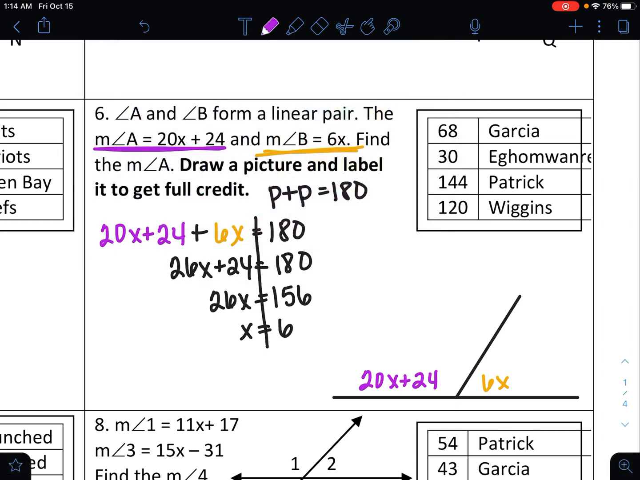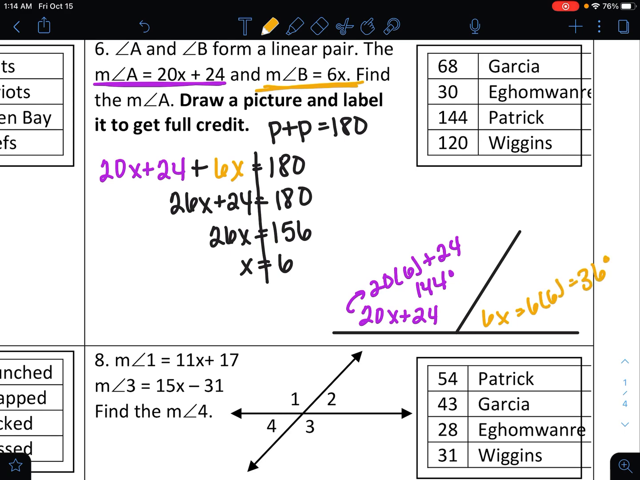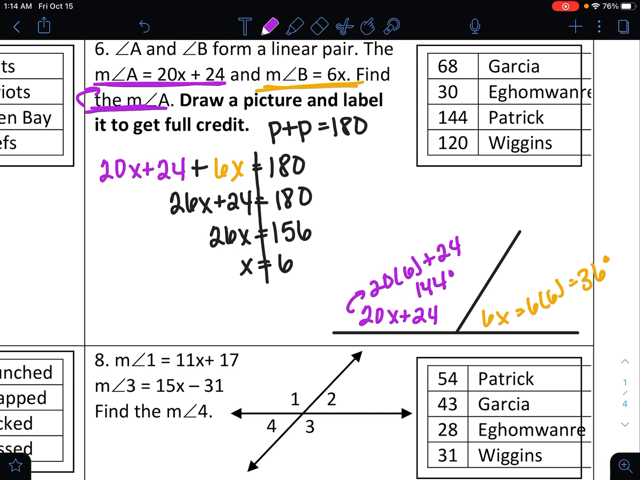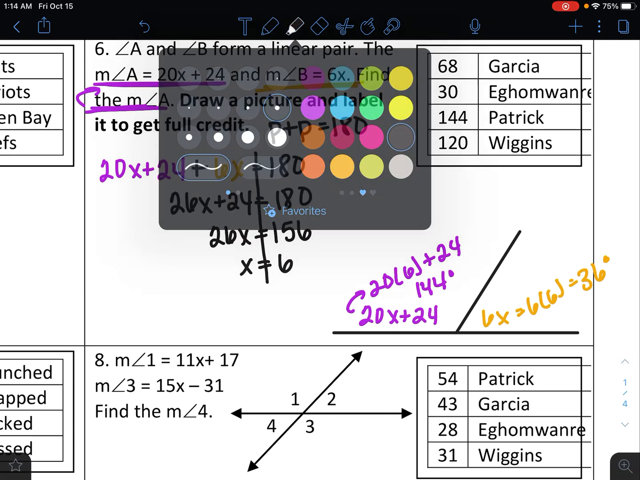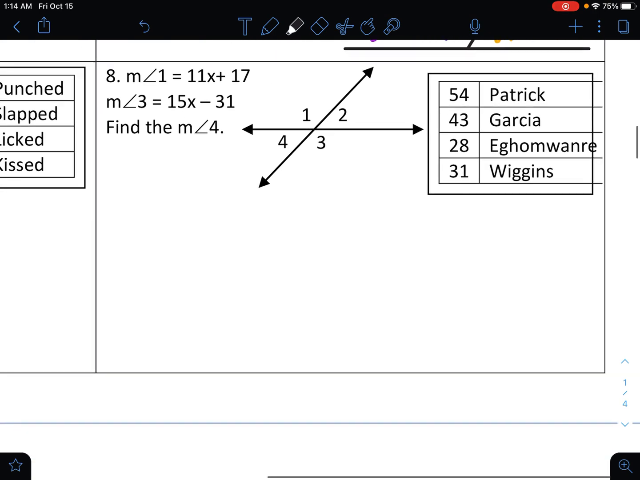Plug it back in. So this is going to be 20 times 6 plus 24. So it's 120. That's 144. And that's gonna be 6 times 6, which is of course 36. And 36 plus the 144 equals 180. So we good. All right, and then it says find the measure of angle A. Angle A was the purple angle, if you remember from there. So that's gonna be 144 degrees. So that's the answer for number 6, Patrick.